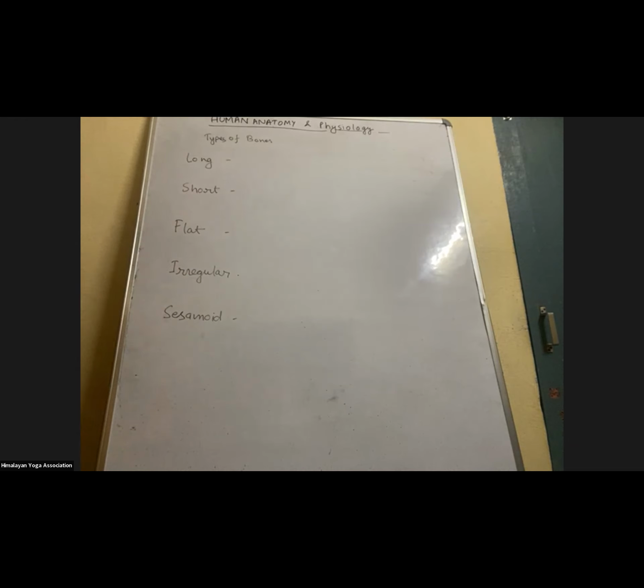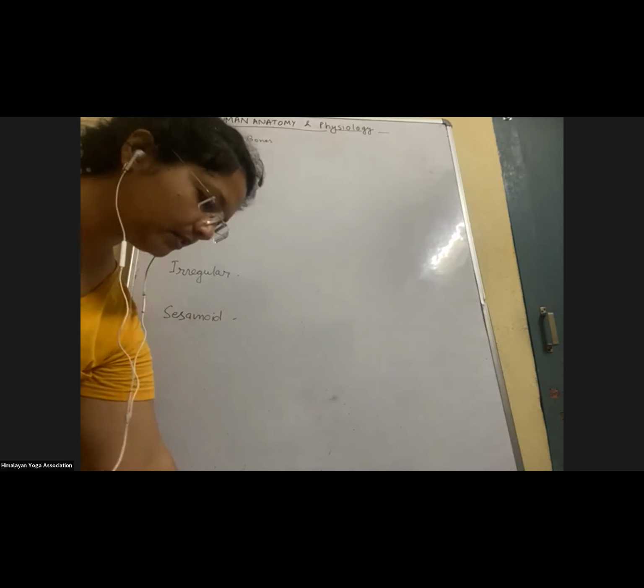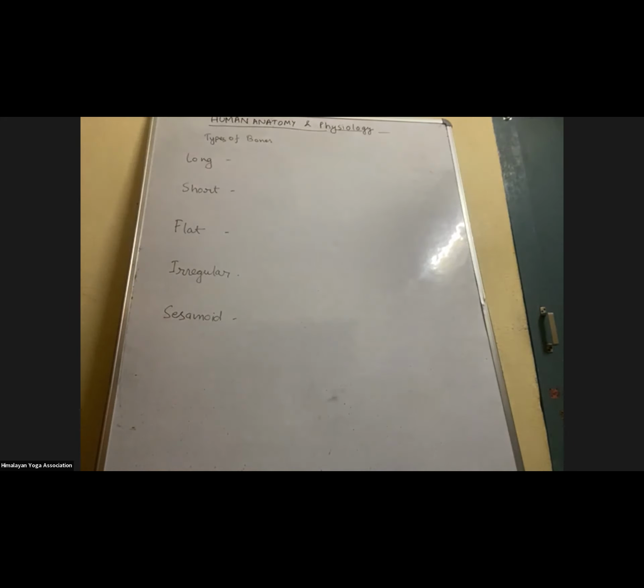So short bones you have done, carpals and tarsals. Now flat bones: ribs. Is your pelvic girdle flat or not? The pelvic girdle is irregular. The skull, the sternum, these are flat bones.